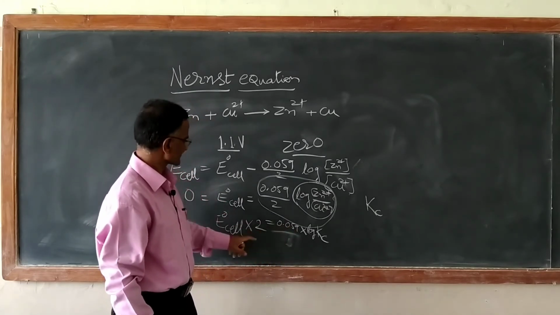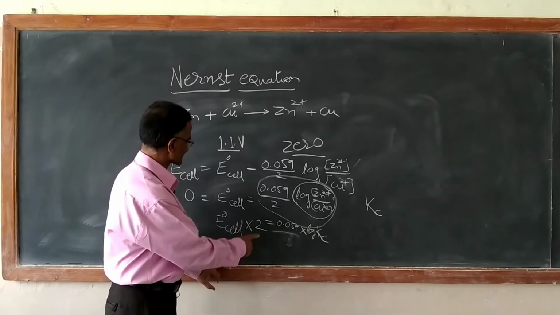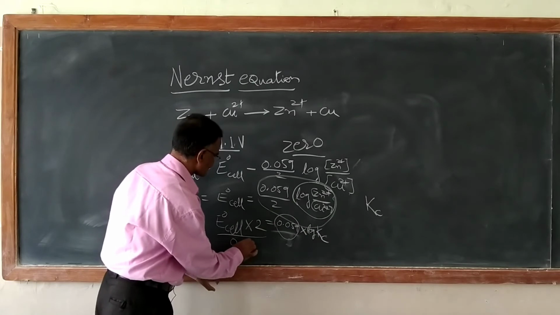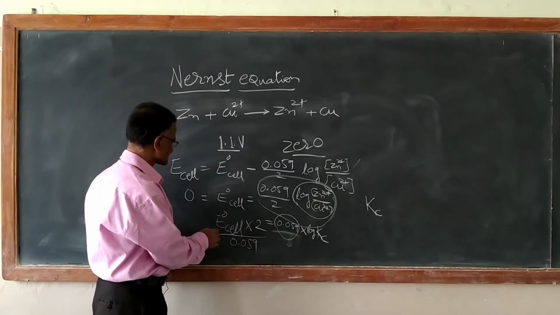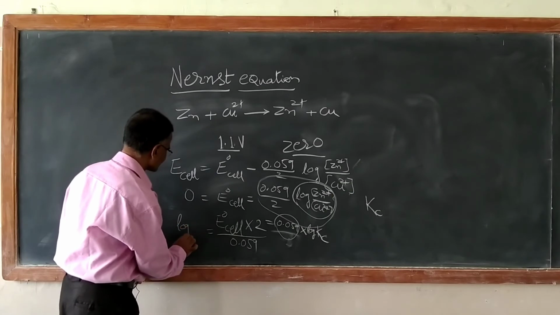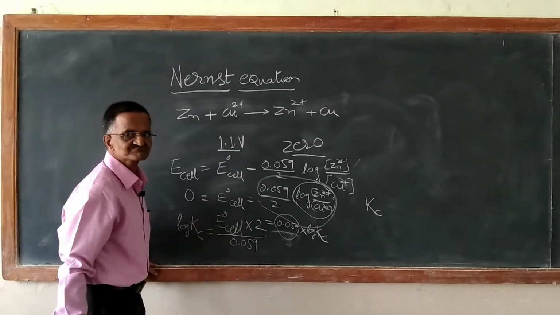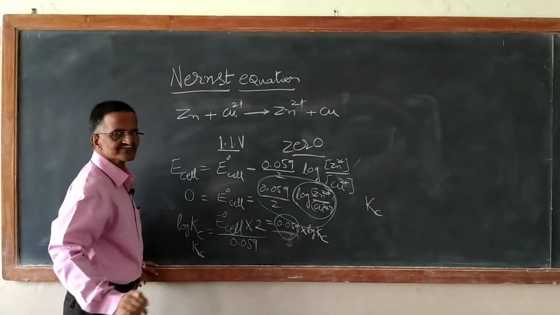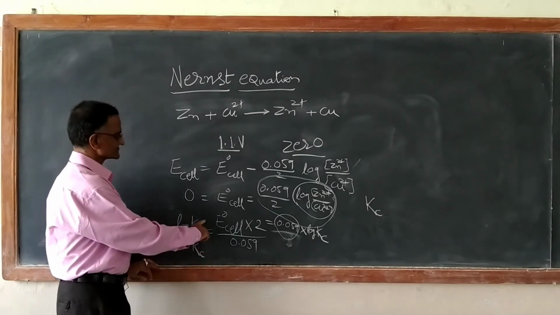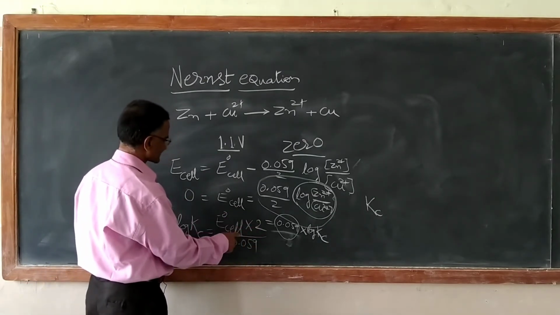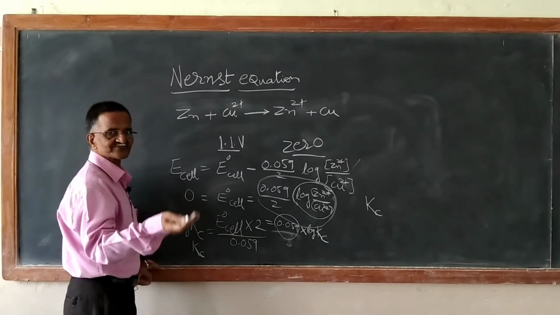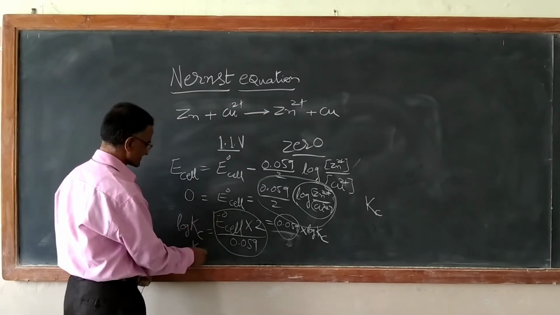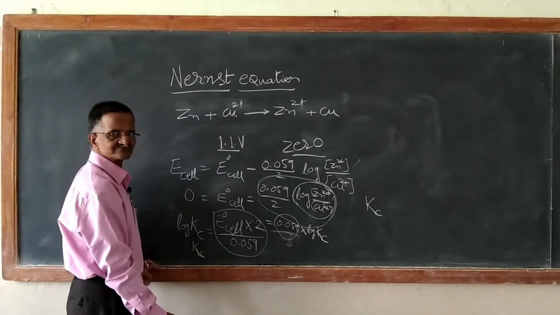If I send that 0.059 this side, what will happen? Now this is the relation that I have. If I send that 0.059 here, I am left with log Kc. Now if I want to know Kc, what should I do? For all that which I simplify, I should find the antilog of it. If I find the antilog of the simplified value, I will get the Kc value.